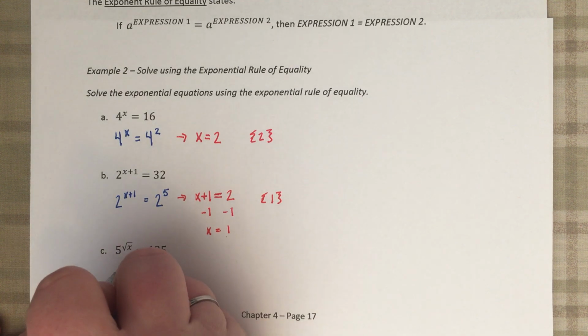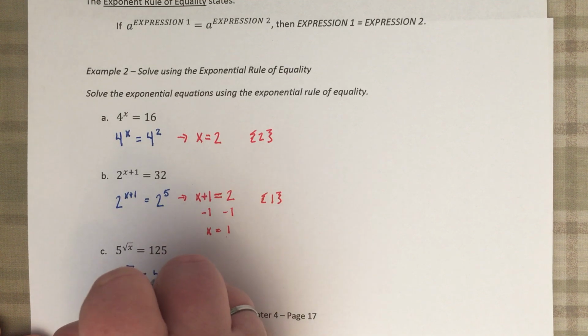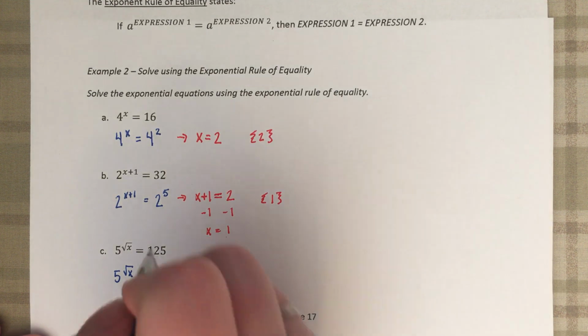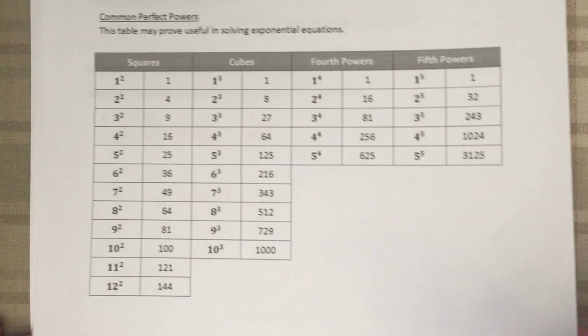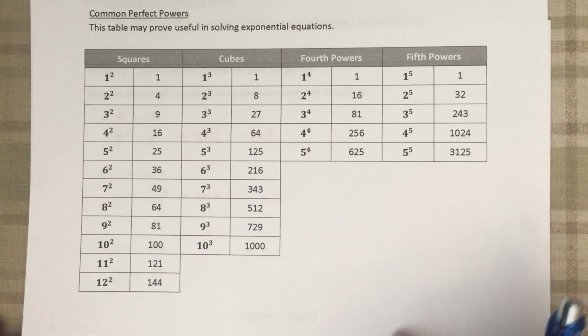Right. C, we're going to set up the same way. So 5 to the square root of x equals 5, and we have to figure out what power of 5 is 125. 5 squared is 25. If we multiply that by 5 again, we get 125, so 125 is 5 cubed. Again, you can either generate it by talking through it or looking at it, or we can go back to our table. We see that 5 cubed is 125.